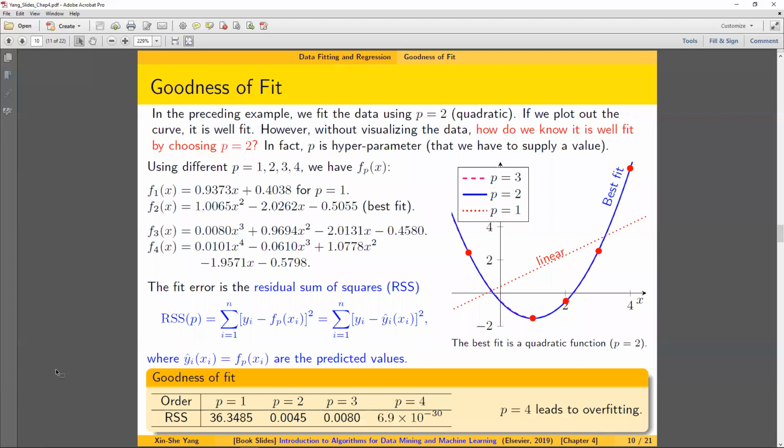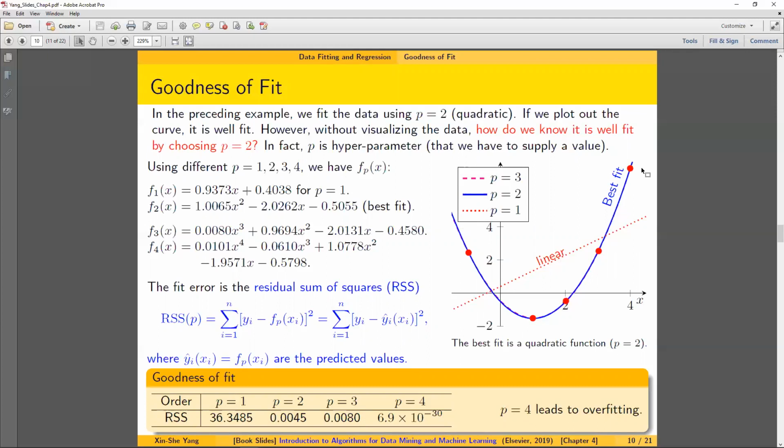Now, the question is, how can we evaluate how good is our estimate? We want to introduce something called goodness of fit. So remember the data that we had, we fit the data using a p equal to 2 quadratic function. If we plot out the curve, it is well fit just because these are our original observations. This is our best fit, which is a quadratic function.